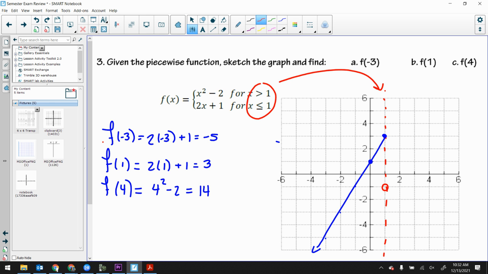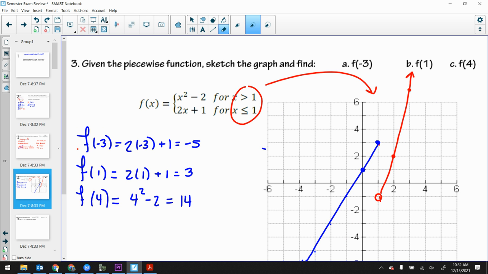Now, what would it be at 2? 2 squared is 4, minus 2 is 2. So 2 comma 2. What would it be at 3? Well, 3 squared is 9, minus 2 is 7. So somewhere right up here. It's a quadratic, so it's going to curve right there. Let me erase away the dotted line. And there we have it. There's my piecewise function. Again, you should always see the breaking point where the domain shifts. Question about that one? No?